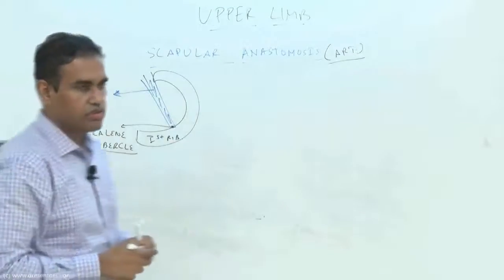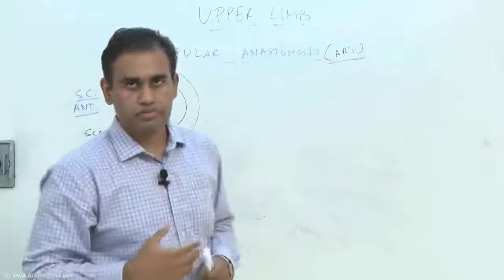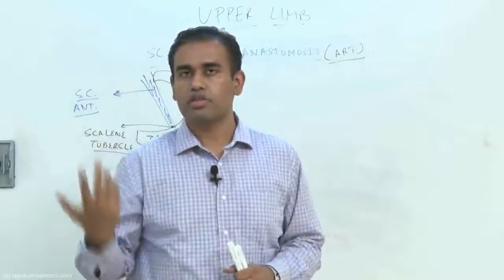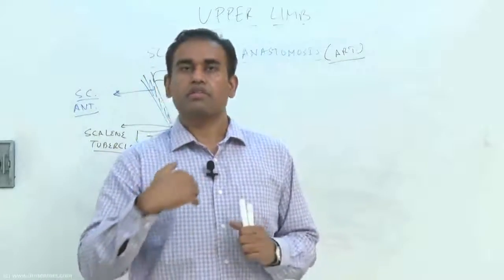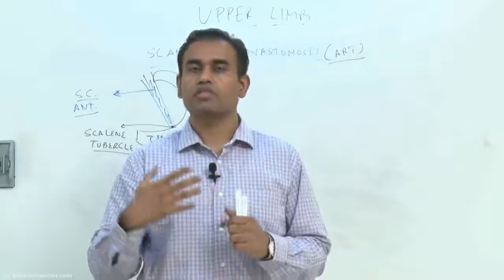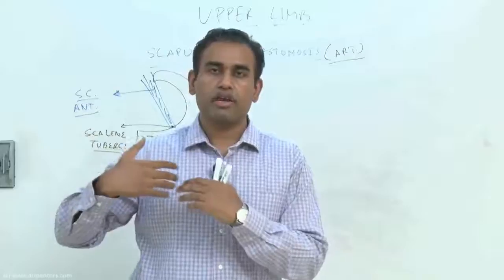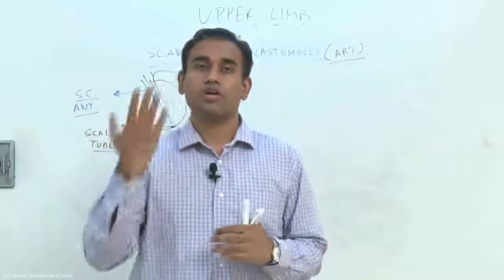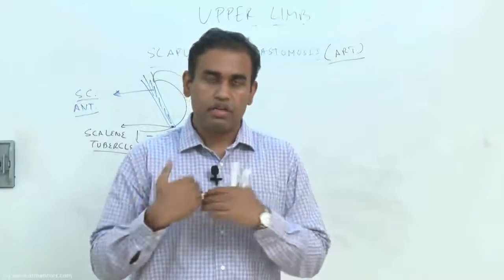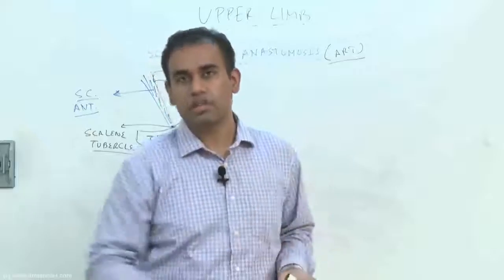Now what is happening is, if you remember the aorta coming from the left ventricle of the heart, then we have the arch of aorta. Then from the arch of aorta we have the brachiocephalic on the right side. Brachiocephalic divides into right subclavian and common carotid. After that we have the left common carotid and left subclavian.